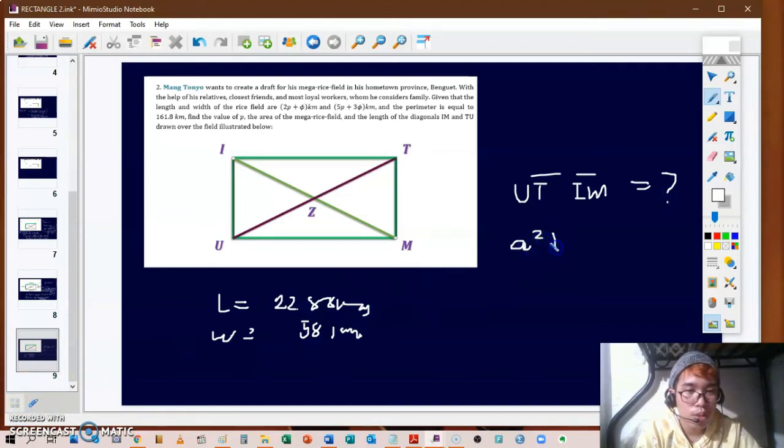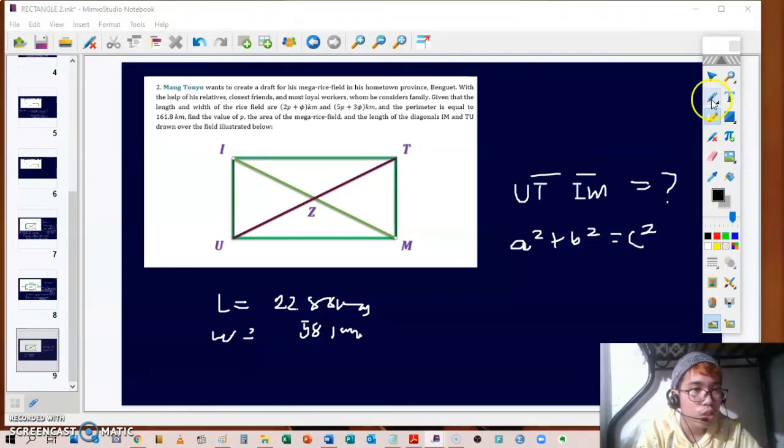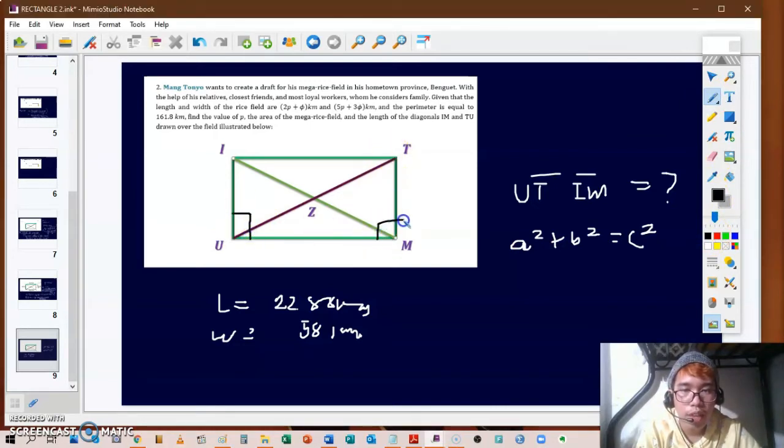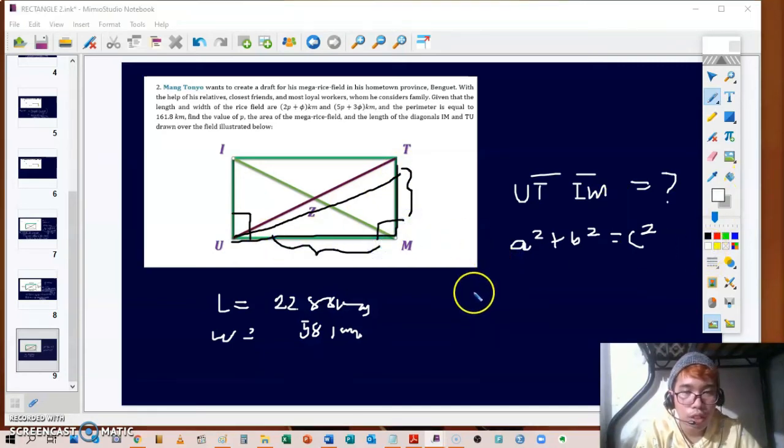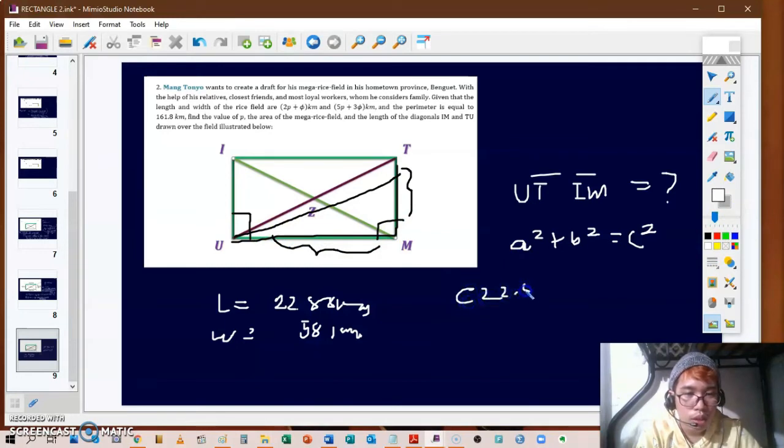So we have here a squared plus b squared is equal to c squared. Since this is a right triangle, we have here 4 right triangles. But if we focus here on IUM and TMU, we have 2 right triangles, and therefore we can solve for the side measurement of, let's say, this one, UT, by finding first the length and the width, which we've already found. So the length is 22.88 kilometers squared plus the width, 58 squared, is equal to c squared.